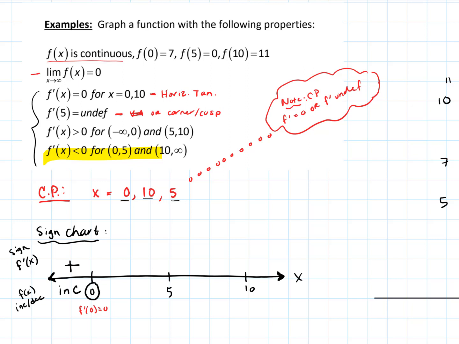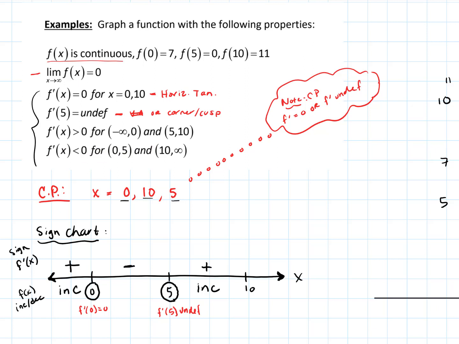Then we keep going. We're told that the derivative is greater than 0 also from 5 to 10. So we also know that the function must be increasing for x from 5 to 10. We also know that at 5, we don't have a horizontal tangent. We know that f prime of 5 is undefined, which, because we also know we have a continuous function, means that's going to be a corner or a cusp.